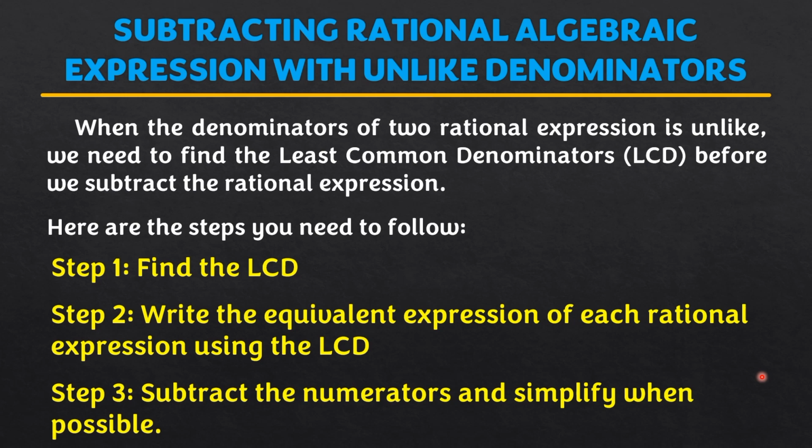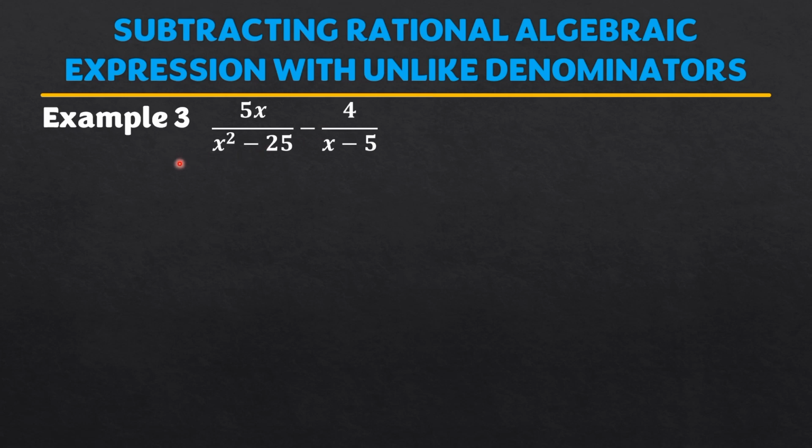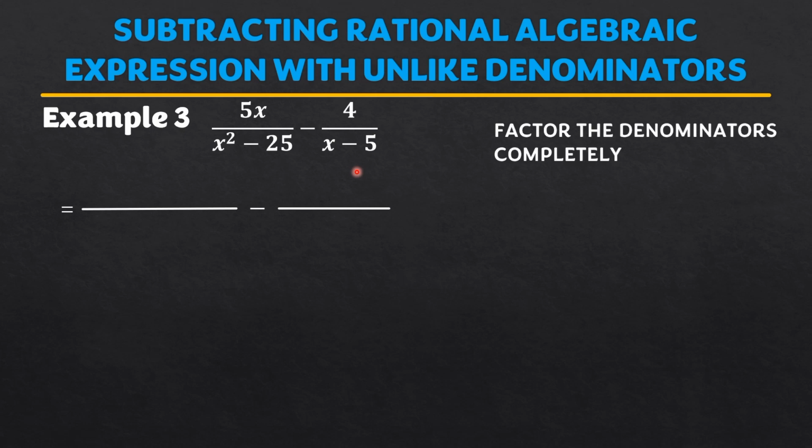In example number 3, 5x over x squared minus 25 minus 4 over x minus 5. So the first thing we're going to do is to get the LCD since the denominator of each rational expression is dissimilar. Okay, so by finding the LCD, we will factor out the denominators completely. So the factors of x squared minus 25 is x plus 5 times the quantity of x minus 5. And then the factor of x minus 5 is simply x minus 5.